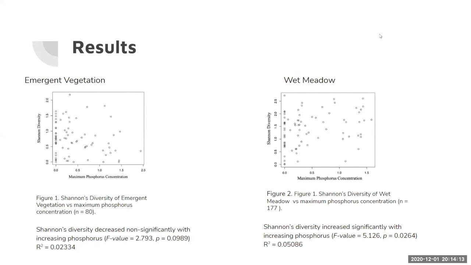So here we have the linear regression graphs, which compare the Shannon's diversity of each zone versus the maximum phosphorus concentrations. On the left, we have the emergent vegetation zone, which shows that Shannon's diversity decreased non-significantly with increasing phosphorus. The observed effect size was approximately 0.02, which is relatively small, and it tells us that the variation between our two variables was not very good. On the right, we have the same variables, except we are looking at the wet meadow zone. It shows that Shannon's diversity increased significantly with increasing phosphorus. The observed effect size was calculated to be around 0.05, which again tells us that there is not very much variation between the variables.